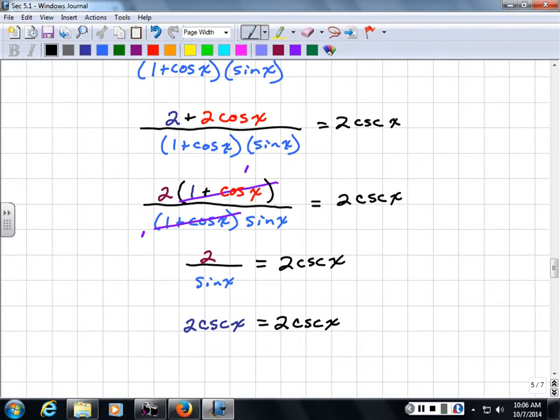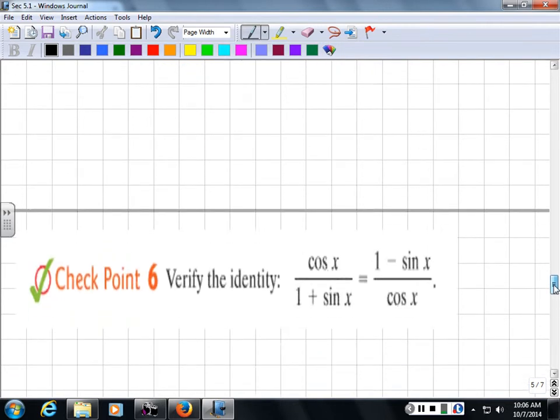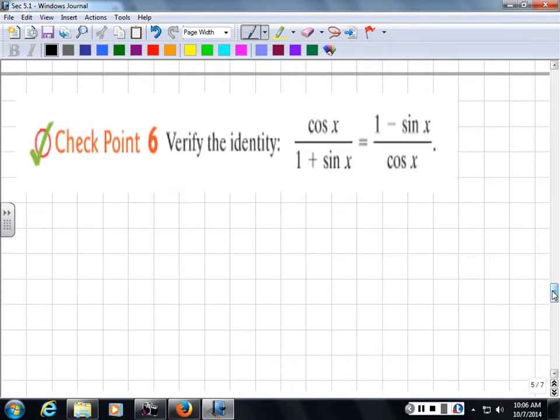All right, now I want you guys to try one. Verify the identity.